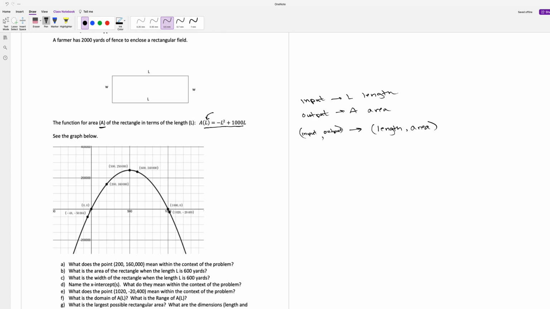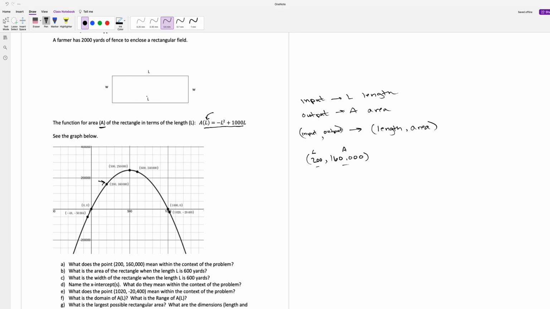For the first question, letter A, we're focused on the point (200, 160,000). That's this point right here. If this is length and this is area, that means when the length of the rectangle is 200, the corresponding area is 160,000 yards squared. We can easily see that on the graph, but we can also see it in other representations.